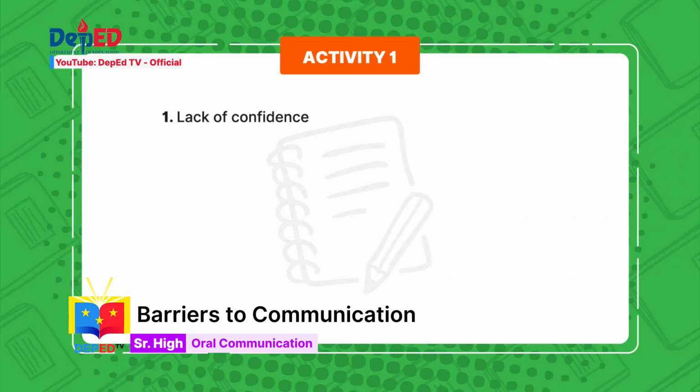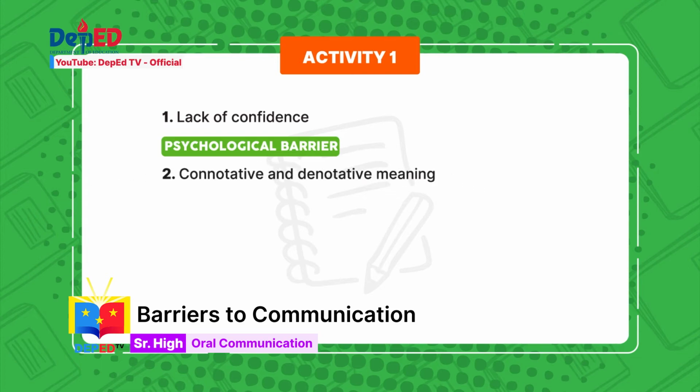Number 1. Lack of confidence. This is a psychological barrier. This is caused by a person's fear of committing mistakes, rooting from one's emotions. Number 2. Connotative and denotative meaning. This is a linguistic barrier. Connotation and denotation should be used in accordance to the context of a statement. If not used correctly, the meaning of a statement might be interpreted differently.